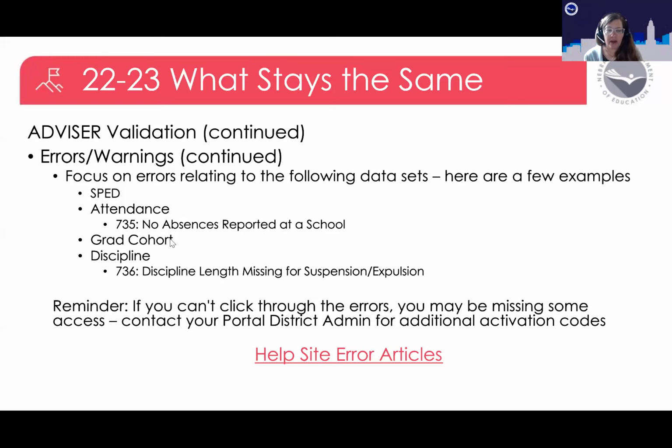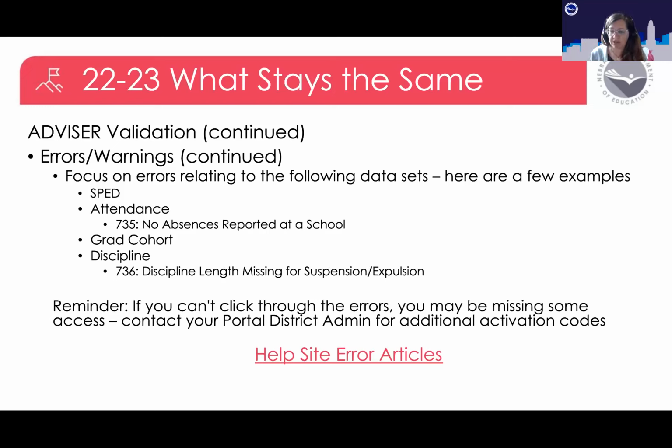We've got some grad cohort errors and then some discipline errors as well that you should be reviewing as part of your year-end data. So this particular discipline one is saying the discipline length is missing for a suspension or expulsion. So if for some reason you're reviewing your errors and you can't click through them, potentially you're missing some security level access as relates to the portal in your advisor validation collection.